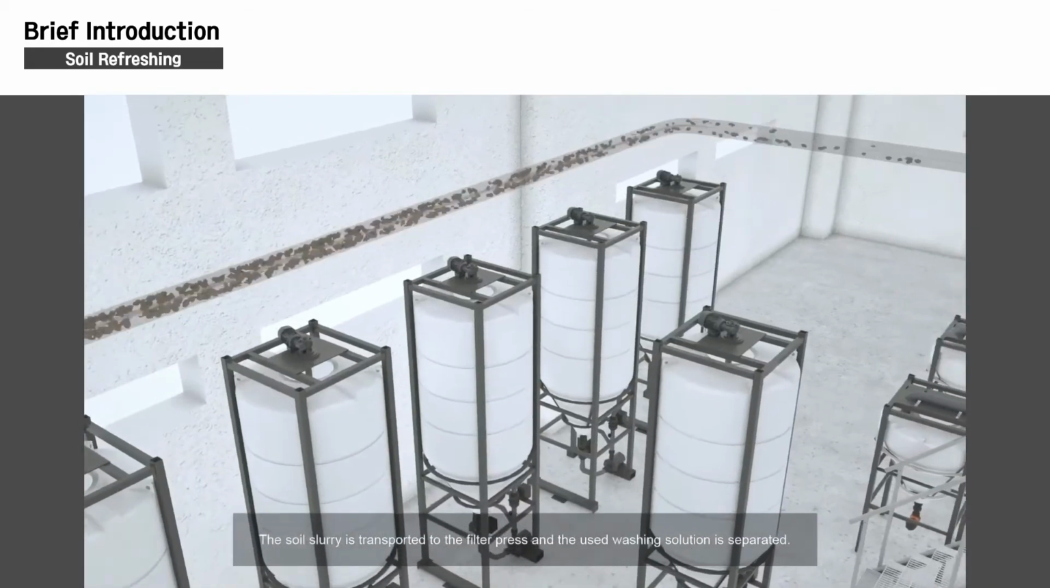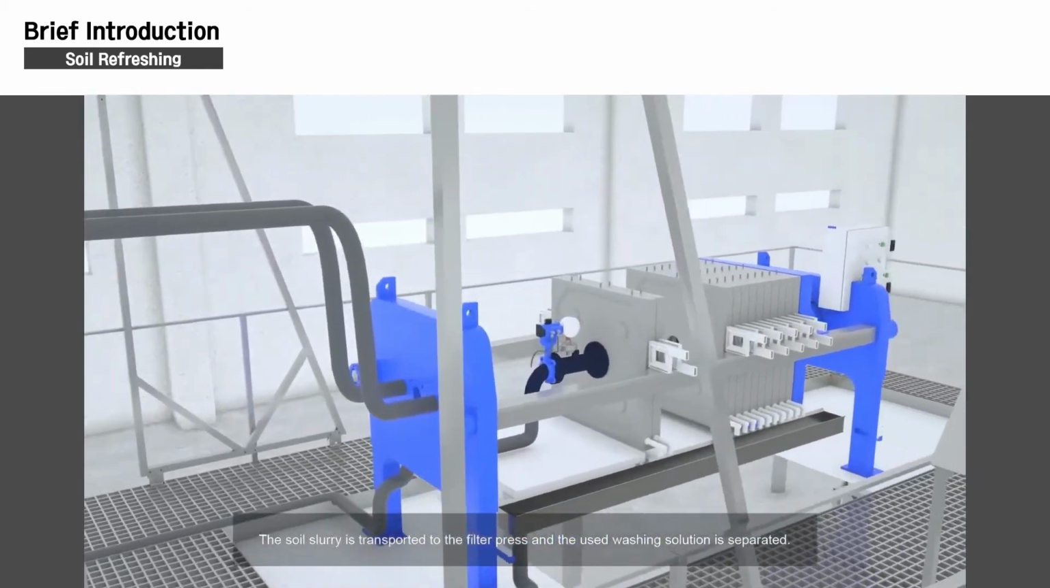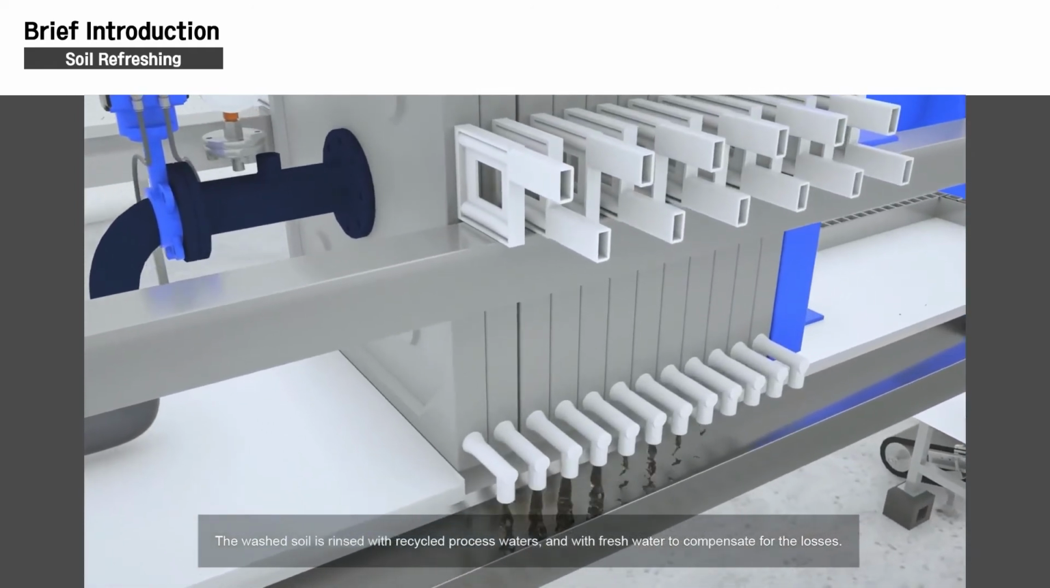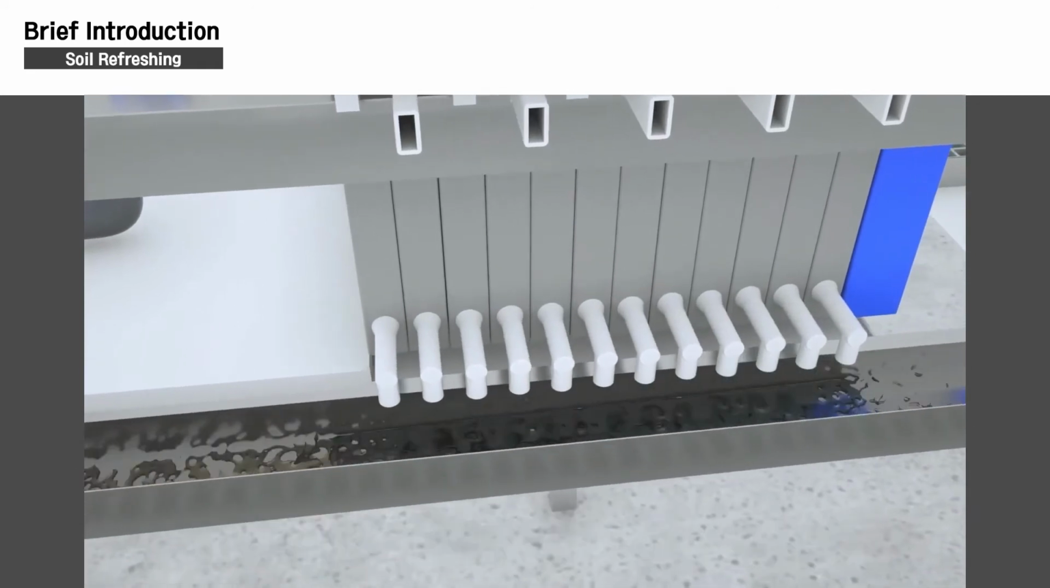In order to retain the contaminated soil, they selected soil washing. The method of soil refreshing, also known as soil washing. The process is very simple. As you can see in this video, the polluted soil is scrubbed by water and solvent remover to finally get clean soil.